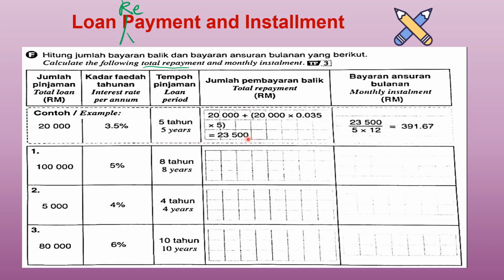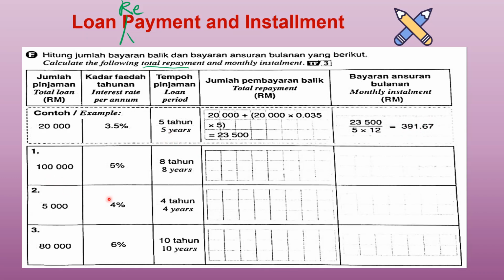So what about the amount monthly? So here is the monthly installment, 23,500 you divide by how many months in that 5 years? 1 year, 12 months. So 5 years, 5 times 12. So after you divide, you will get RM 391 ringgit point 67 cent. That means this is the amount that you have to pay every month, every month within 5 years.